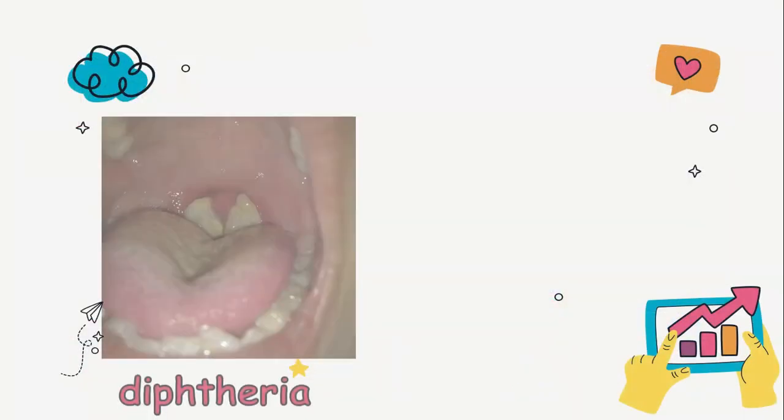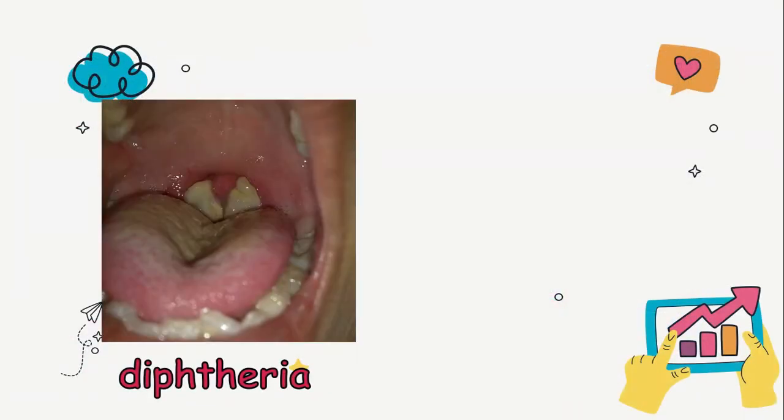So, let's talk about diphtheria. Diphtheria can lead to difficulty breathing, heart failure, paralysis, and even death. So it's like stones. What do you call that one? Tonsil. So the tonsil, the white one here, is the tonsil. It would be caused by diphtheria.